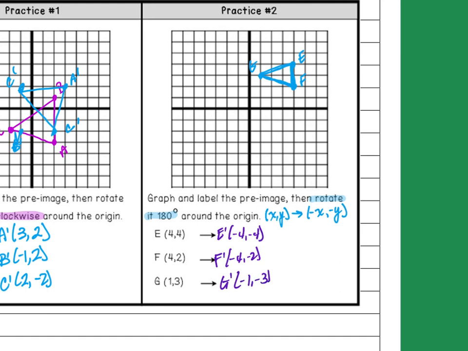So if I plot those, 1, 2, 3, 4, 1, 2, 3, 4. Here's F prime. Oh, sorry, E prime, F prime, wow, G prime. Here's what it looks like.